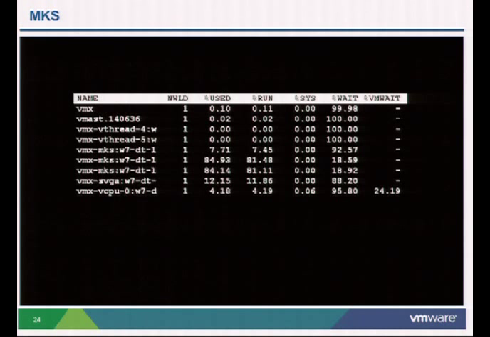Another example of the same: here again, the vCPU usage is very low. And if you look at the SVGA device, it's also not consuming that much CPU. But the bulk of the CPU comes from another thread called MKS. MKS stands for mouse, keyboard, and screen. So this basically consists of your screen updates and your keyboard and mouse inputs to your VM.